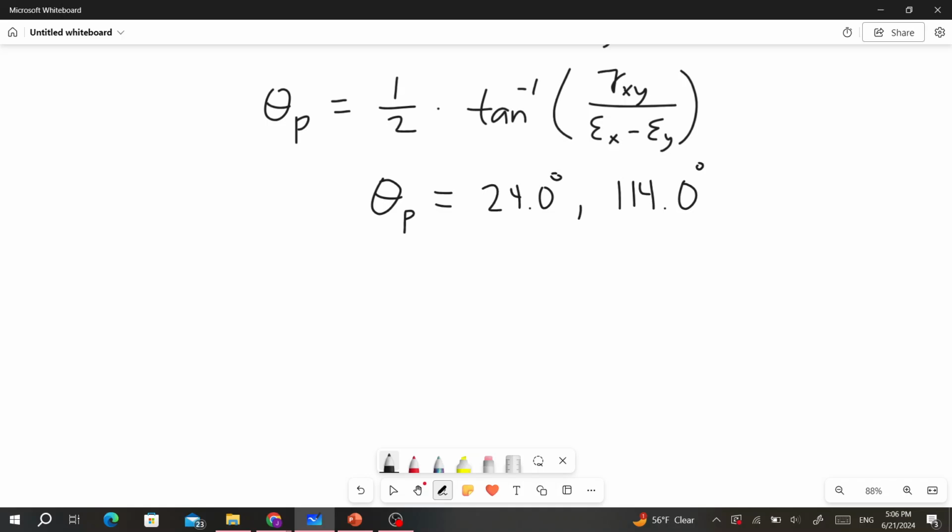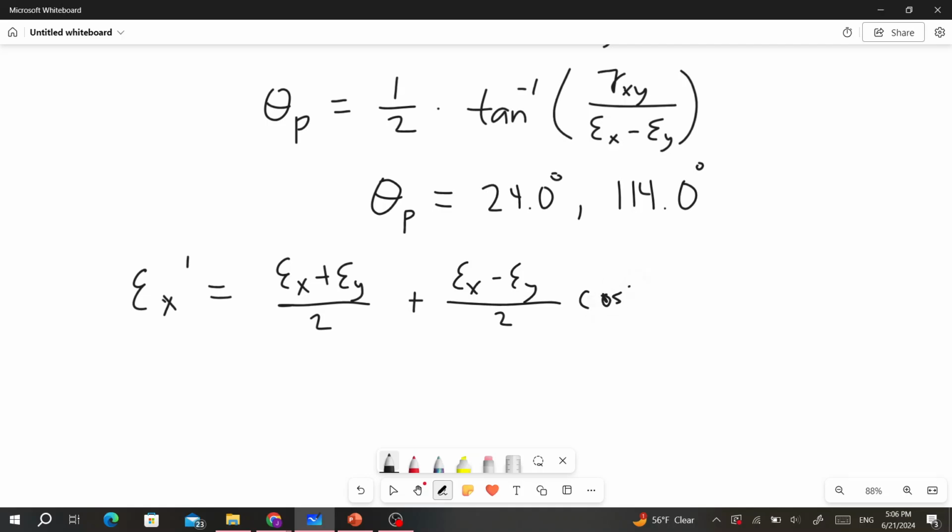So if we plug that theta p equal to 24 degrees into the equation for epsilon x prime, just a reminder, epsilon x prime is equal to (epsilon x plus epsilon y) divided by 2, plus (epsilon x minus epsilon y) divided by 2 times cosine 2 theta, plus gamma xy over 2 times sine 2 theta.